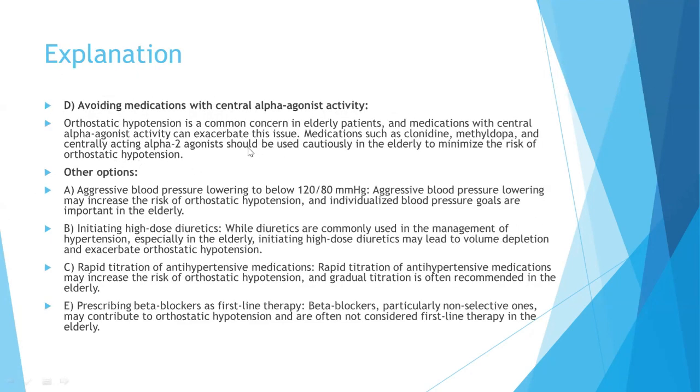So, avoiding medications with central alpha agonist activity. Orthostatic hypotension is a common concern in elderly patients, and medications with central alpha agonist activity can exacerbate this issue. Medications such as clonidine, methyldopa, and other centrally acting alpha agonists should be used cautiously in the elderly to minimize the risk of orthostatic hypotension.